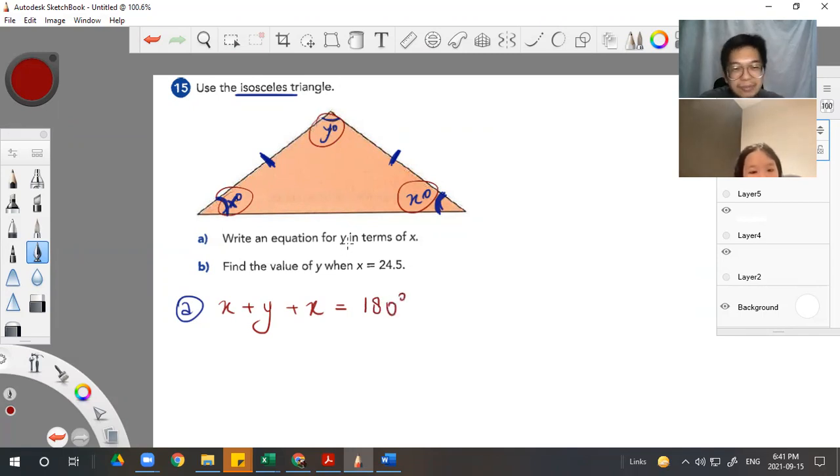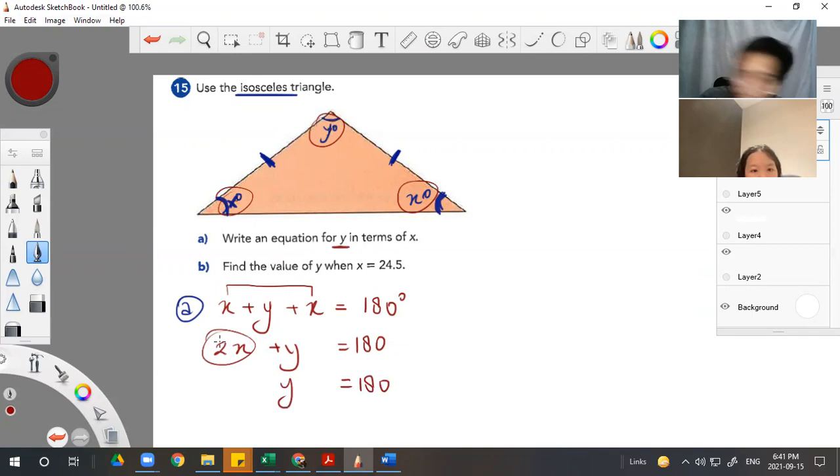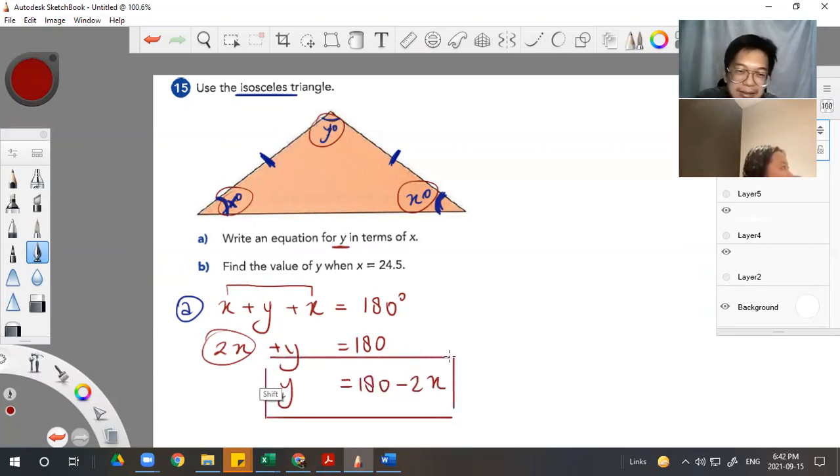So write an equation of y in terms of x. Okay, y equals something, right? You have to isolate y. We have x plus x, simple, 2x, plus y equals 180, and you don't have to write the degree symbol like that. So what is y equals? You isolate the y. So 180, put the 2x to the right hand side, becomes minus 2x. Get it? This will be your answer for number 15A.